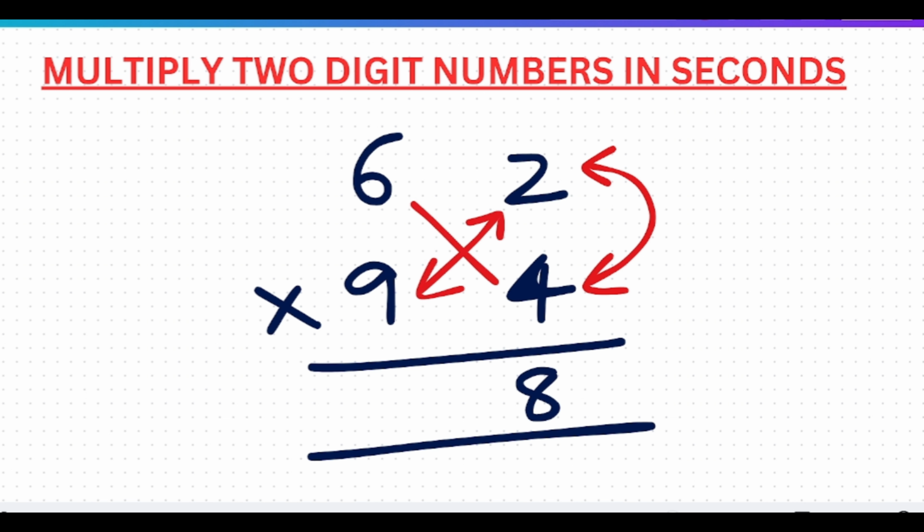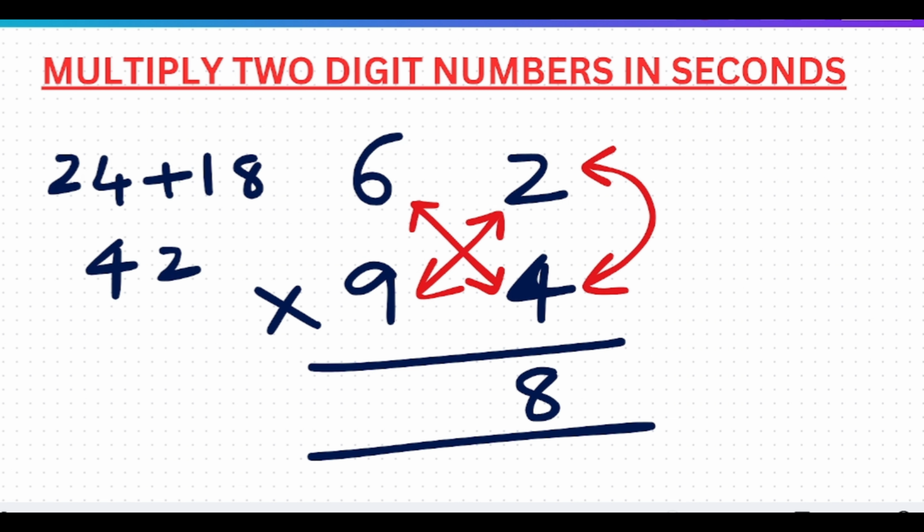And then you add them. So you multiply the numbers diagonally, and then you add them. 6 times 4 is 24. That should be added to 9 times 2, which is 18, right? 24 plus 18 is 42. And now you leave this number, you just write the other number here in the answer, right?